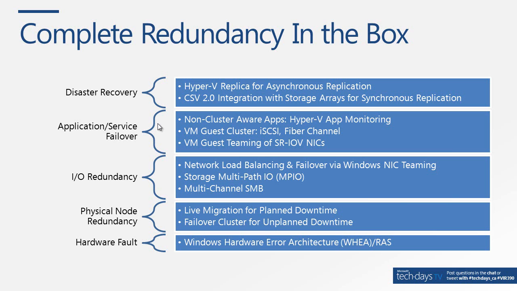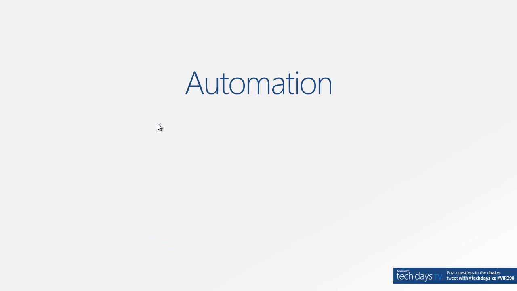And again, this is out of the box. It's included in the operating system. It's not an additional option you actually have to buy. And again, CSV 2.0 also gives you integration with storage arrays for synchronous replication. So if you do need that 100% real time, you can work with a SAN vendor, and the SAN will have the capability built in, and we'll take advantage of it through CSV 2.0.